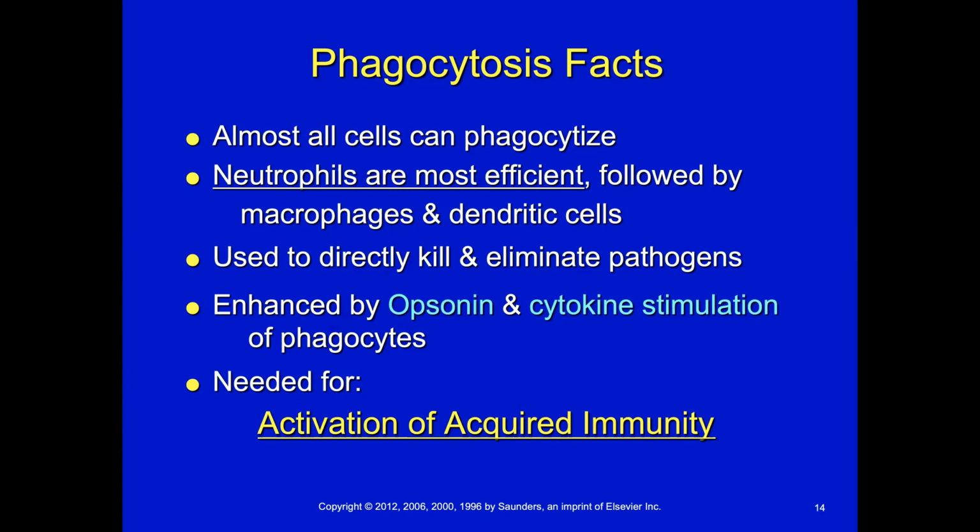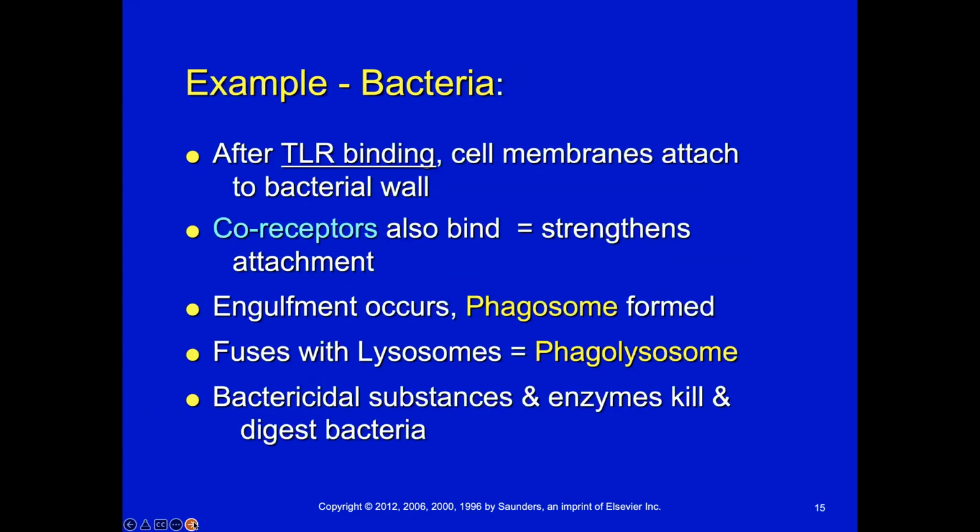So if you don't have phagocytosis occurring, you're not going to be able to have an immune system that's going to keep you alive. You absolutely need to have that happen in order to completely fight infections. So we'll use an example of bacteria.